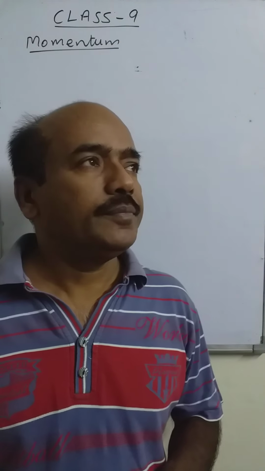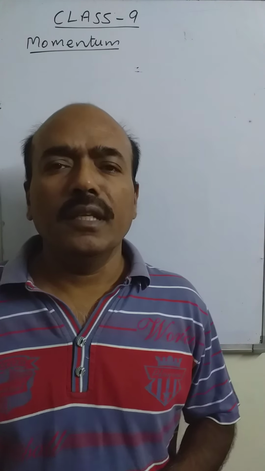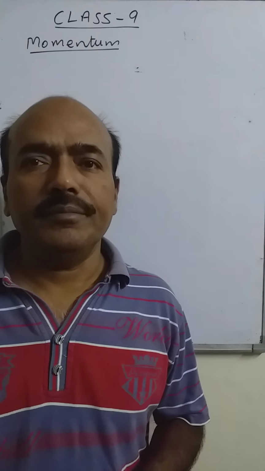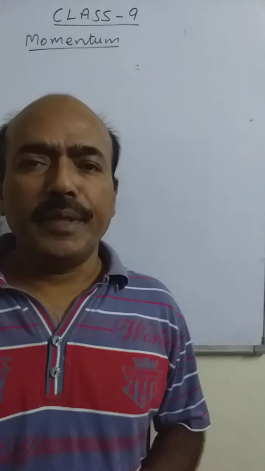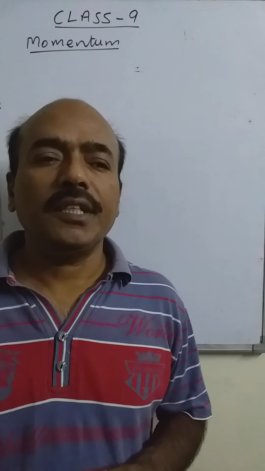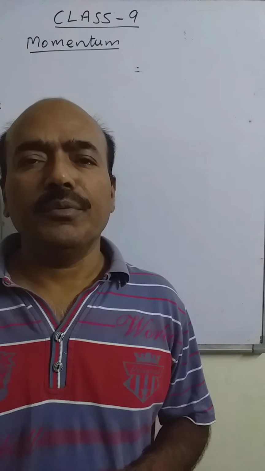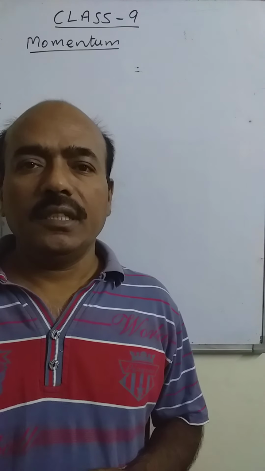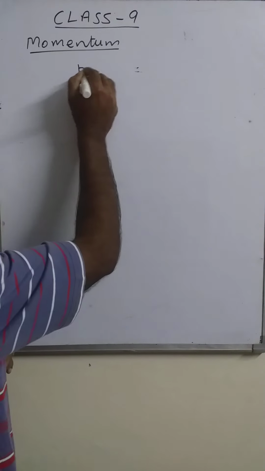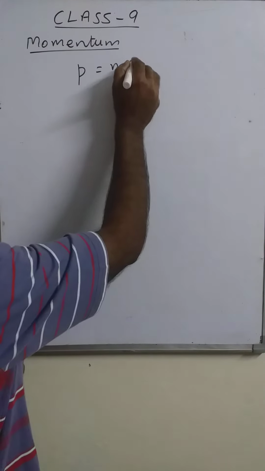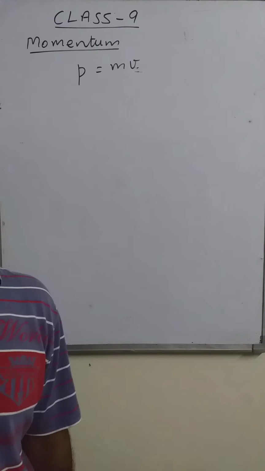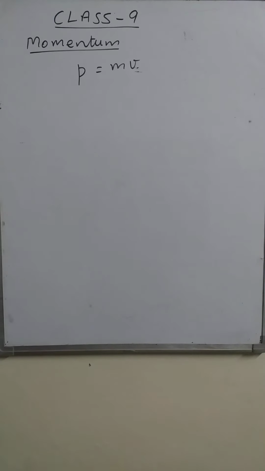In this chapter, in the last session, we were discussing momentum. Momentum is the total quantity of motion produced in any object. Mathematically, momentum is P equal to m into v. It is the product of mass and velocity.